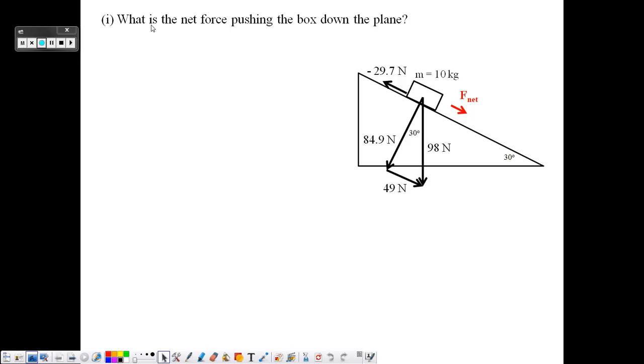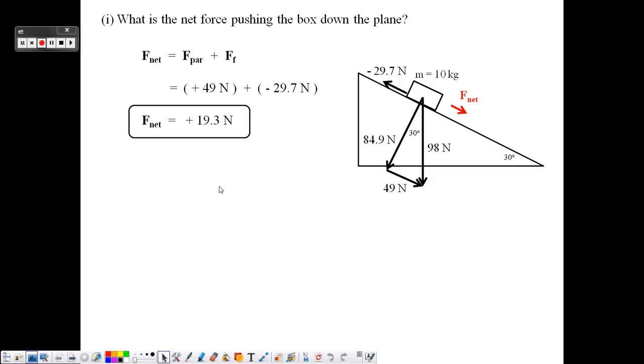Okay. What is the net force pushing the box down the plane? The net force is always the vector sum of the forces acting in a particular dimension, which I will take to be parallel to the plane. There are two forces acting in that direction, the force parallel, pushing it down the plane, and the friction force opposing that. The net force will be the vector sum of these two. Taking the downward direction to be positive, that makes the friction force negative, and algebraically that adds to positive 19.3 newtons.